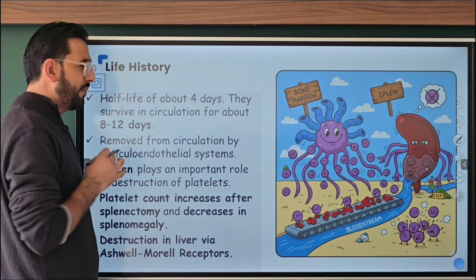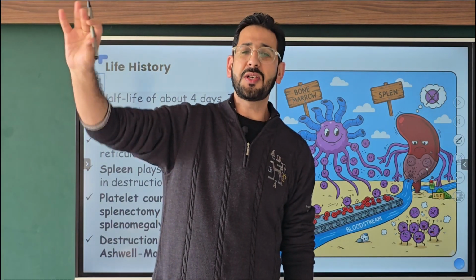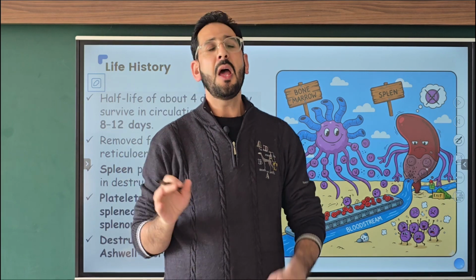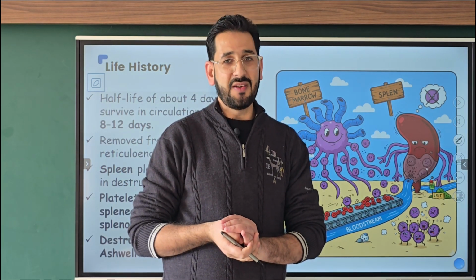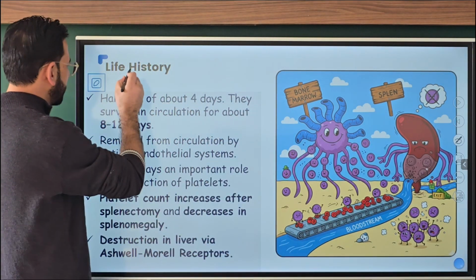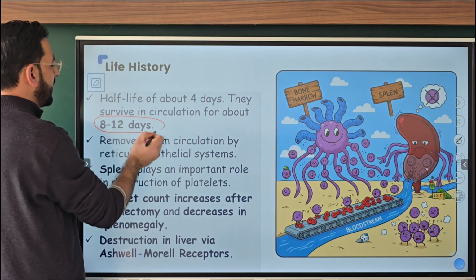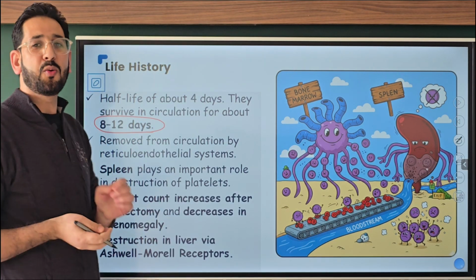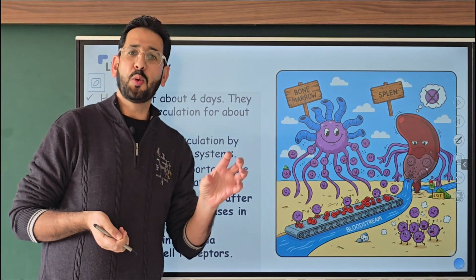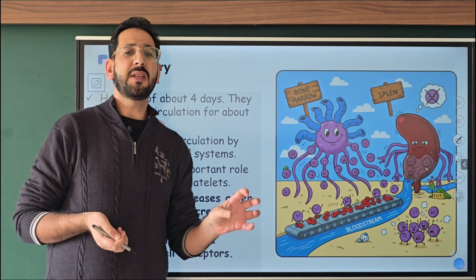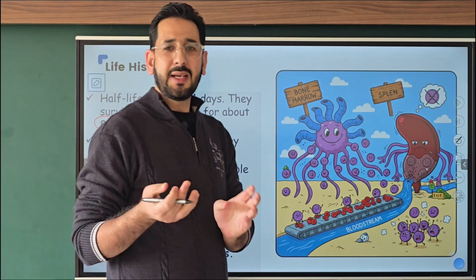Now, the life history: it is formed in the bone marrow and it is destroyed in the spleen, mainly in the spleen, but it can be destroyed by the macrophages of the liver as well. These platelets remain in the circulation for 8 to 12 days, and then they lose that discoid shape. After that they get stuck, for example, in the small capillaries of the spleen, and they get destroyed there.